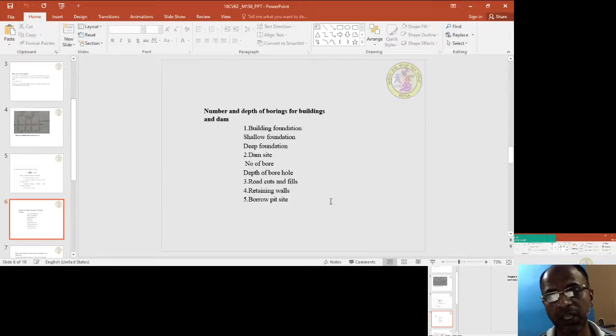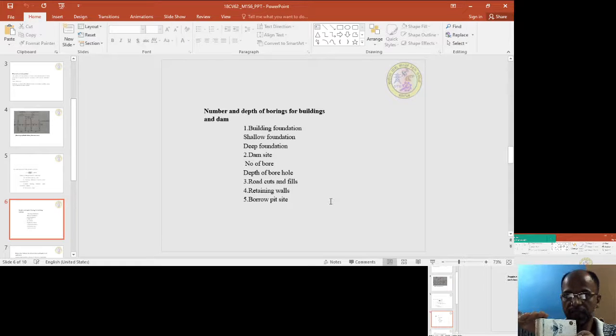Next, dam site. If you come to this dam site, you will have one abutment here and one abutment here. So suppose if I consider this as a dam, one abutment will be here, one abutment will be here. So two boreholes at one abutment, another two boreholes at another abutment. Between these two abutments, minimum 5 boreholes we have to do.